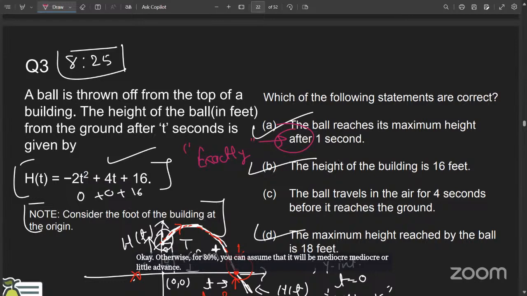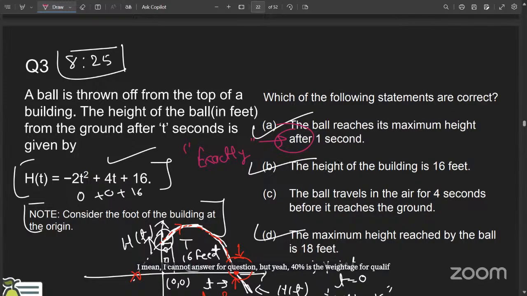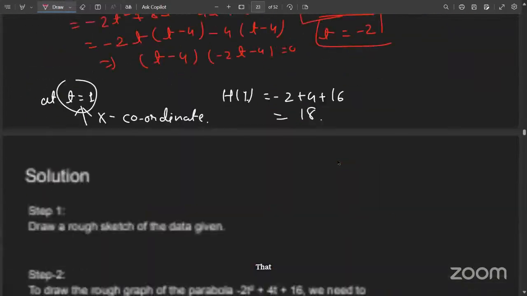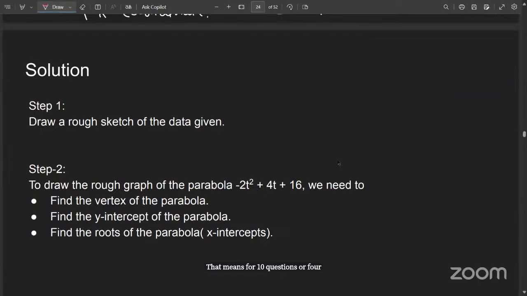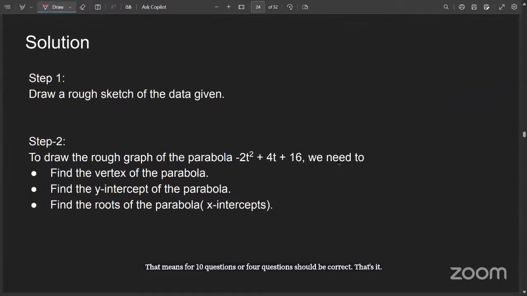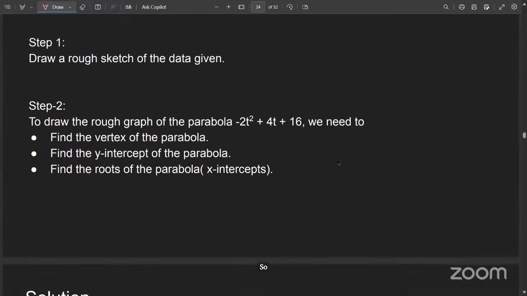Ma'am, to qualify the exam, how many questions should be correct? I cannot answer exactly, but 40% is the weightage for the qualifier exam, I think. That means for 10 questions, 4 questions should be correct. You can calculate accordingly because there will be some questions of 3 marks, 4 marks, so it will depend, right?